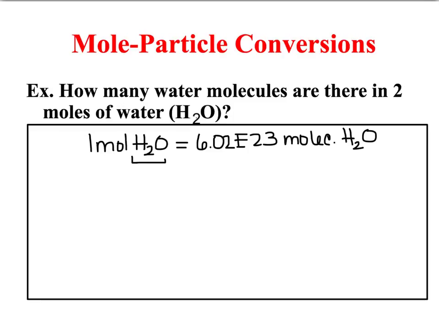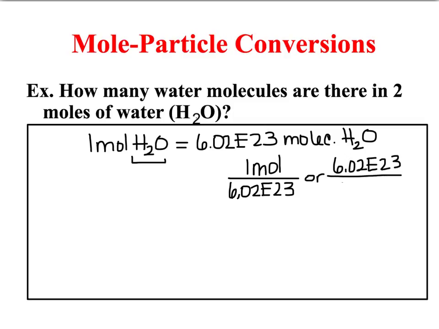So remember, dimensional analysis was a way of setting up conversions. In other words, if 1 mole of water is equal to 6.02 times 10 to the 23rd molecules, that means you could set it up as a fraction, that 1 mole would be equal to 6.02 times 10 to the 23rd molecules, or 6.02 times 10 to the 23rd molecules would be the same as 1 mole. So we can set this up as a fraction because basically this is saying 1 over 1.